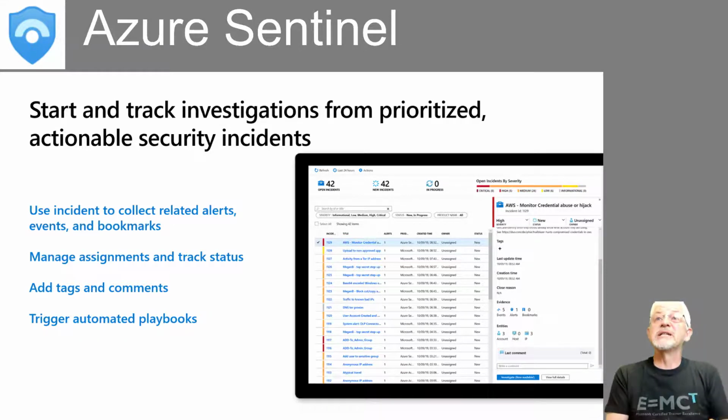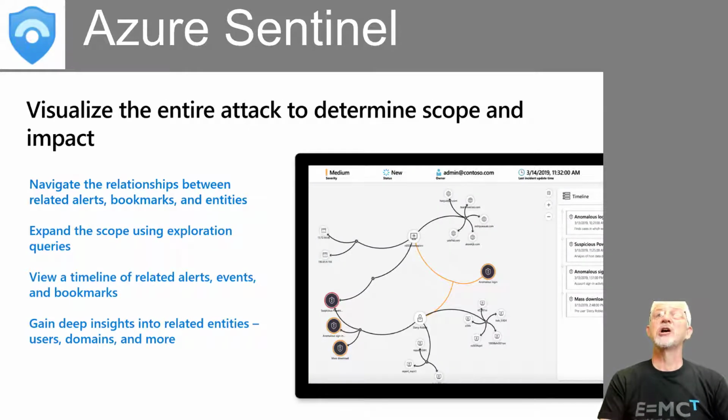So this incident is a container for alerts, events, and bookmarks related to one particular security threat. They're automatically created from these alerts, or you can initiate them yourself as a security analyst when you're carrying out your threat hunting. You can visualize in your investigations from your incidents the attack, where it comes from, where it's going, any other similar attacks, and you can navigate through all the relationships across different data sources, different entities, different alerts, and different sources of data. You can expand the scope using these exploration queries as well.